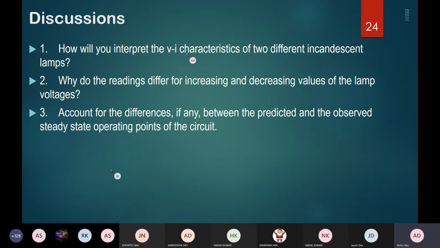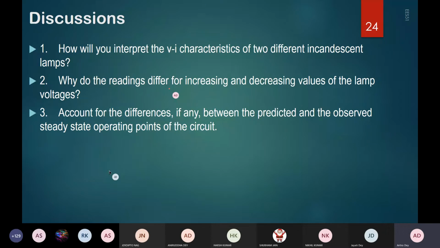Carbon has a negative temperature coefficient, tungsten has a positive temperature coefficient. So from the VI characteristics, how can you interpret which one is carbon and which one is tungsten? That you have to answer. So I repeat, you have to answer from the point of view of conductance or resistance, from the slope of the graph. Whether the slope is increasing or decreasing, looking at that, you should identify which is carbon and which is tungsten.